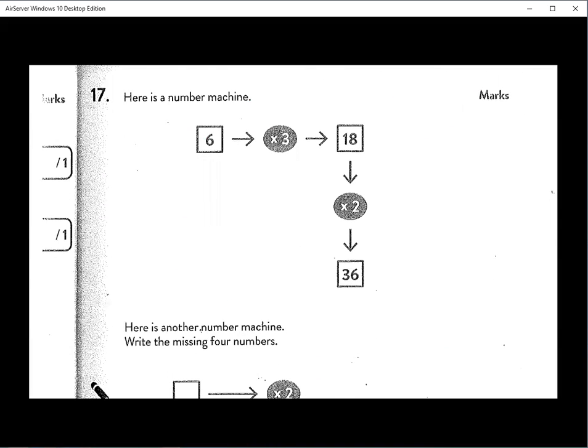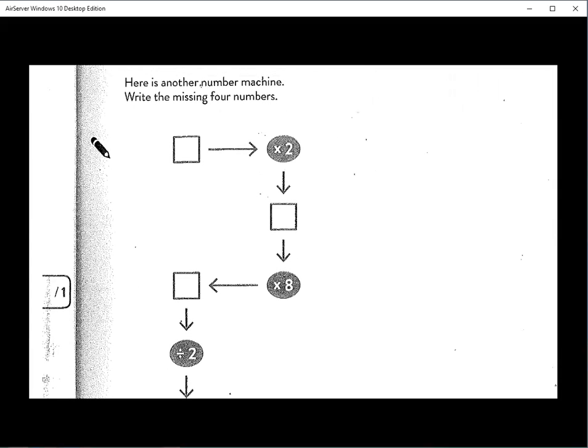Question number 17. Okay, I should go for it. You need to go a bit down. Oh, here's a number machine. 6 times 3 is 18. 18 times 2 is 36. Here's another number machine. Write the missing 4 numbers.